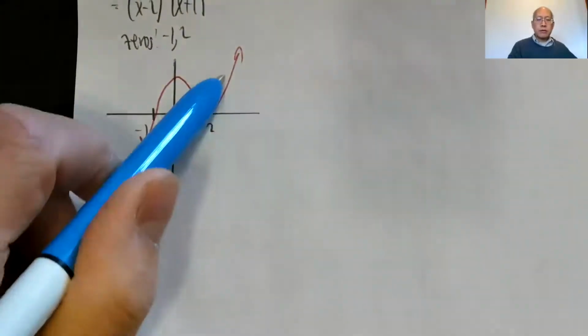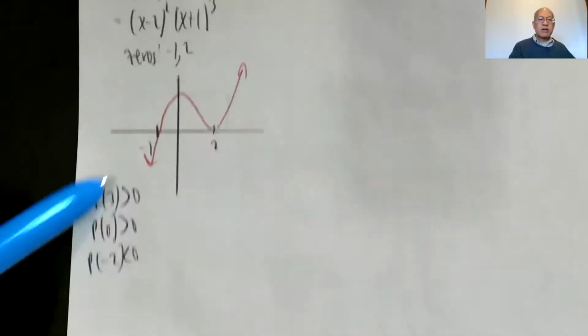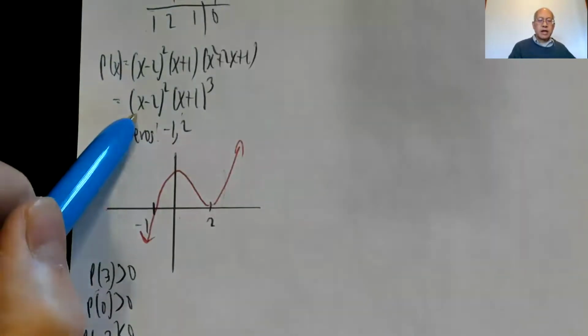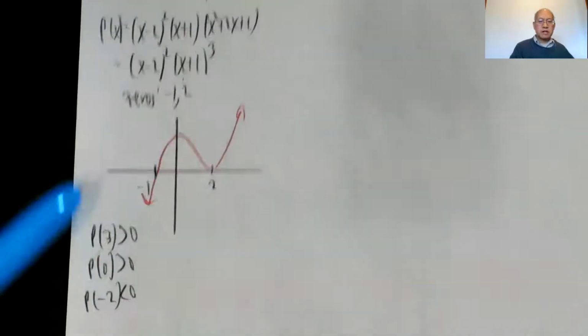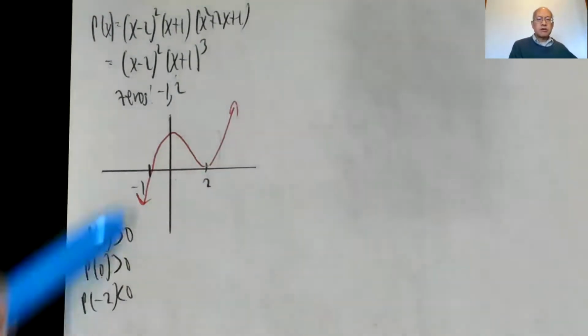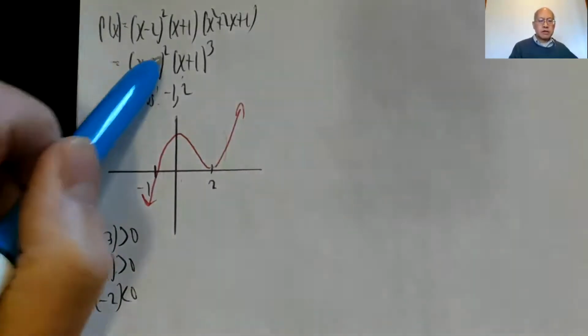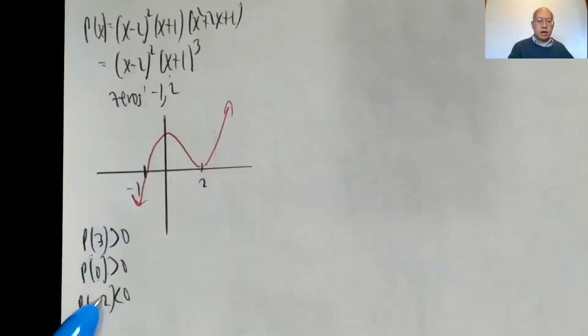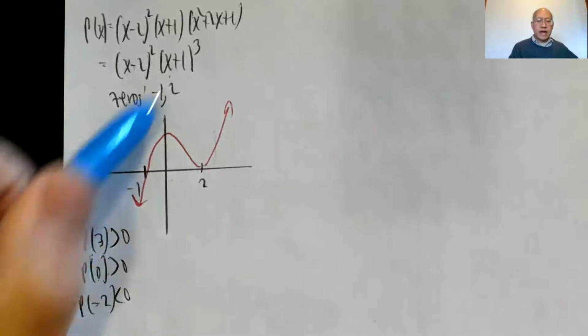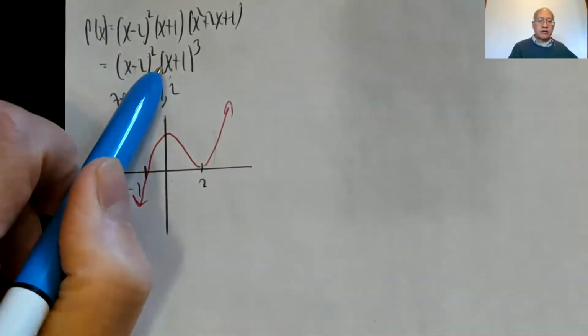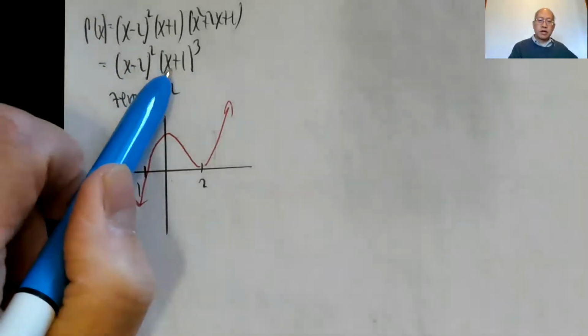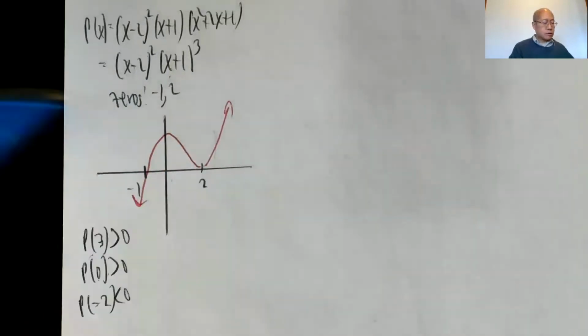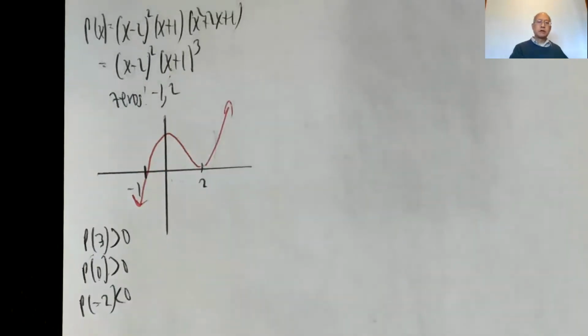And then just as it goes up or down, P of 3 is greater than 0. Put a 3 here and a 3 here. It's positive, positive, so it's positive. P of 0 is greater than 0. Put a 0 here. Well, it's squared, so that's positive, and that's clearly positive. So that's going to go up. But if I plug in negative 2, I get a negative. That's positive, but negative 2 plus 1 is negative 1. Cube it, it's negative. So here's a rough sketch of that picture. All right, so that was section 3.4.